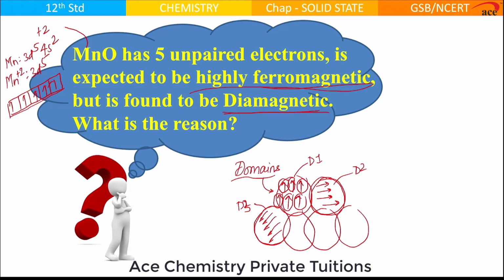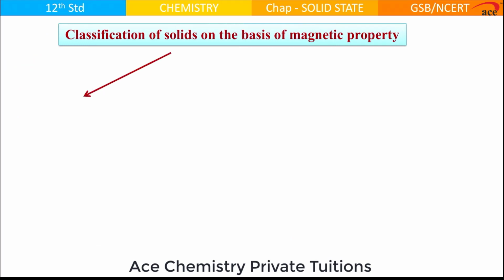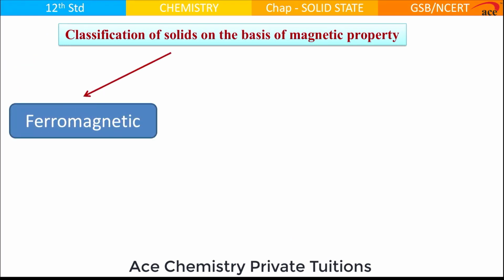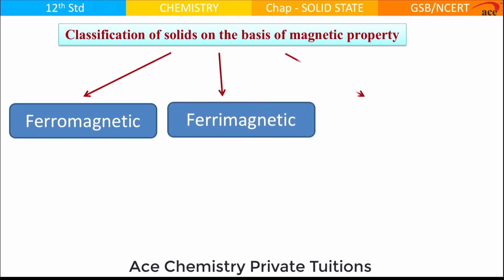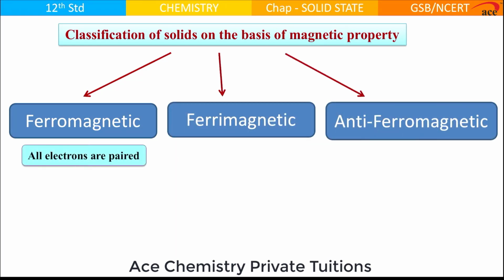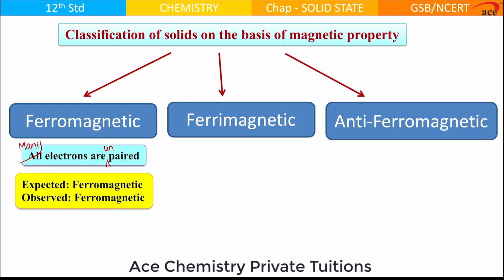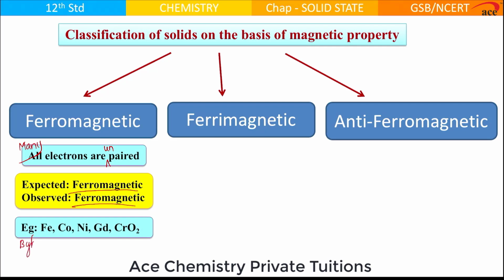Now, we come to the concept of domains. Only the domain concept can help us understand further types of magnetic properties. So, magnetic substances are of 3 further types based on the domain concept. So, we use the domain concept to understand that. Here, all the electrons are unpaired, or there are many electrons unpaired. When many electrons are unpaired, they are expected to be ferromagnetic, and the observation is also ferromagnetic. Such substances are called ferromagnetic substances. These 5 examples I said before also, you have to learn by heart.